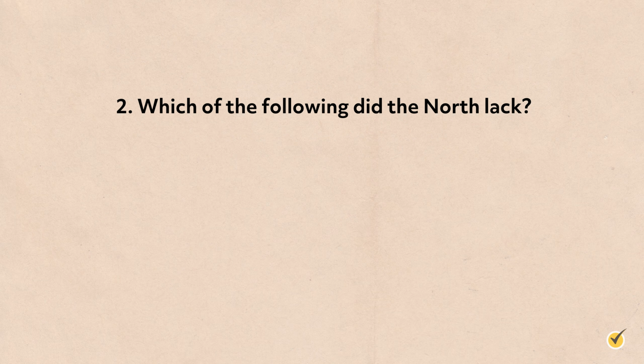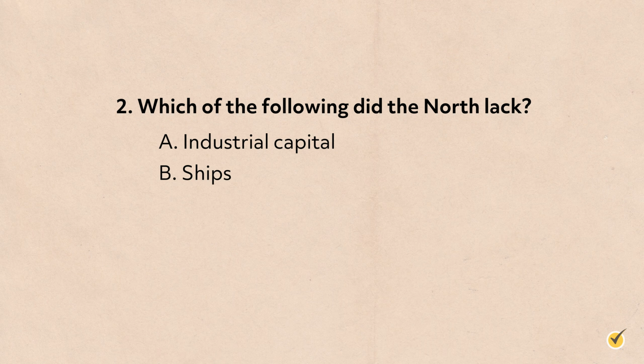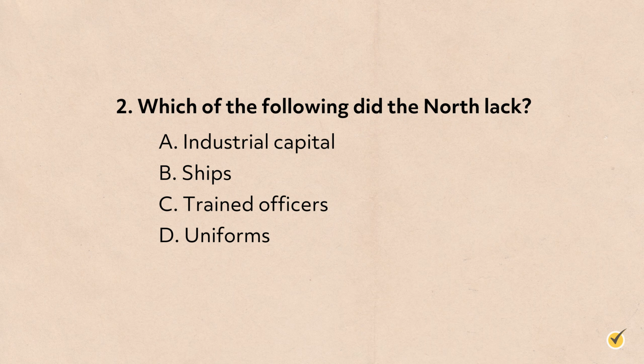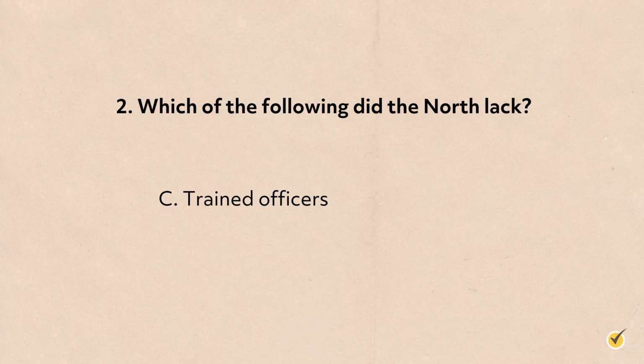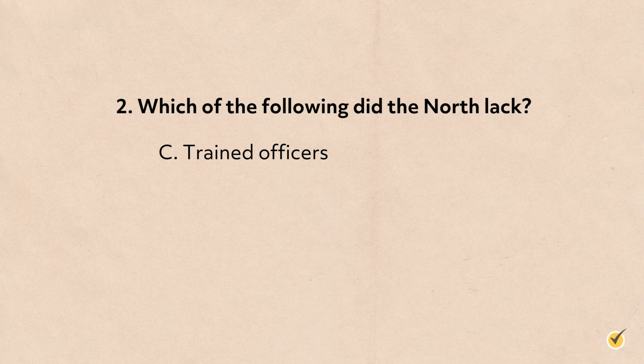Number 2. Which of the following did the North lack? A. Industrial capital. B. Ships. C. Trained officers. Or D. Uniforms. The correct answer is C. The shortage of trained officers led to the appointment of politically connected but inexperienced officers in senior positions.